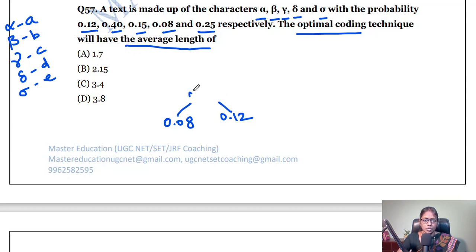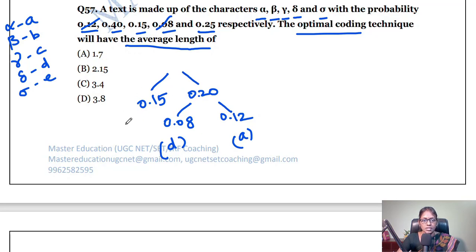When you add them, you get 0.20. Write 0.08 for D on the left side and 0.12 for A on the right. Always write the smaller value on the left. Now remove these and consider the values 0.40, 0.15, 0.20 and 0.25 in ascending order. 0.15 and 0.20: 0.15 comes to the left of 0.20. Write it like this.